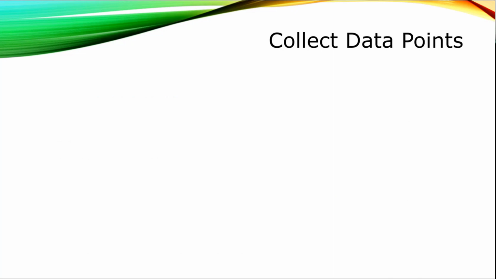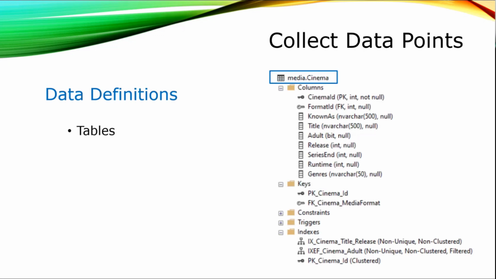Now let's start pulling in our data. Let's figure out what we need to be gathering, right? So let's look at our data definitions. Let's start with some tables. We have our cinema table. This is our movie table. It's going to tell us, all right, give me some titles. I want to know when it was released, how long it ran, what genres the movie is, as well as the data types. Are we dealing with large objects? Are we dealing with a lot of bits? Are we dealing with varchar versus nvarchar?